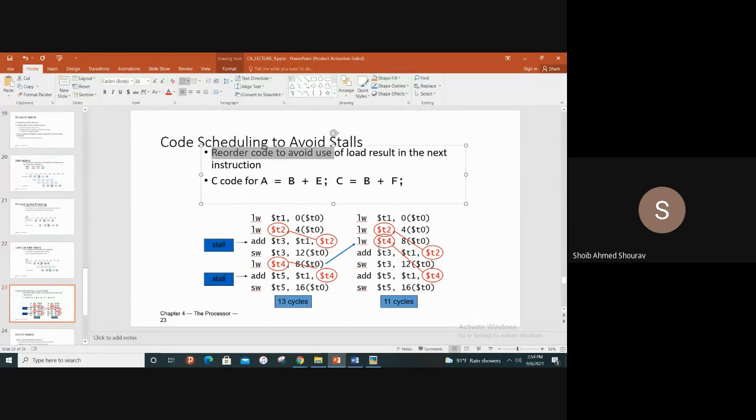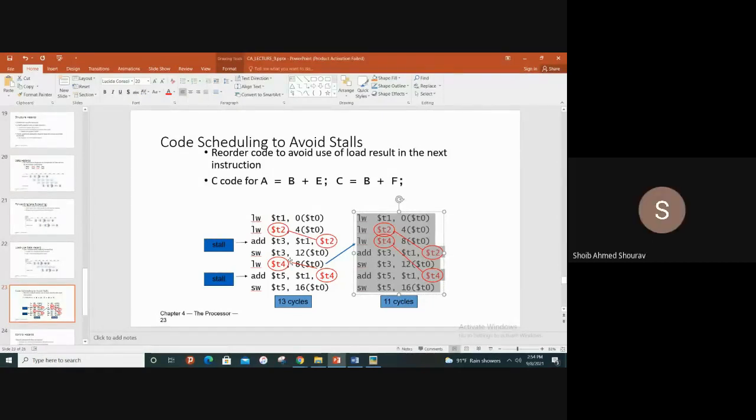Now, doing that, you can see there is a more than one line gap between this load word and this add where there was a data hazard. So that stall would be gone as well, right? Yes, sir. So previously with the stalls, it was 13 cycles. Now, as we have removed two stalls, two cycles will be reduced. So it is only taking 11 cycles now, after the code scheduling. Yes, sir.